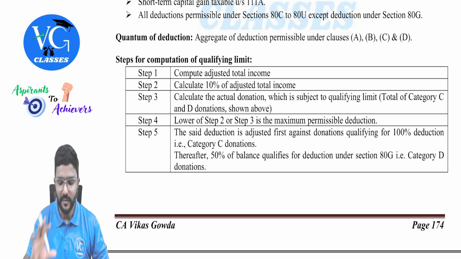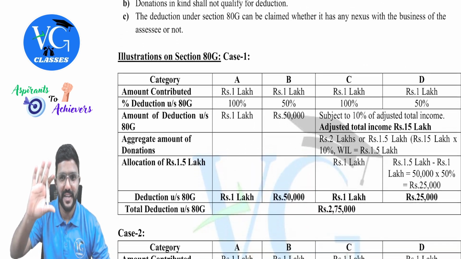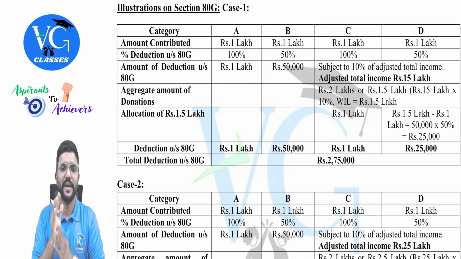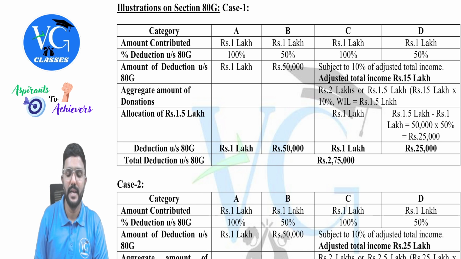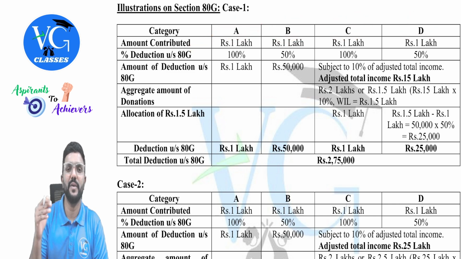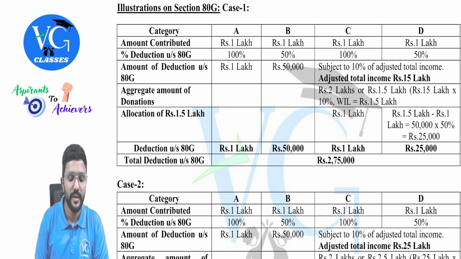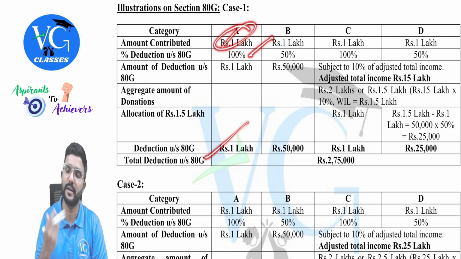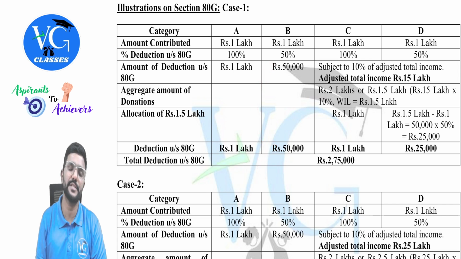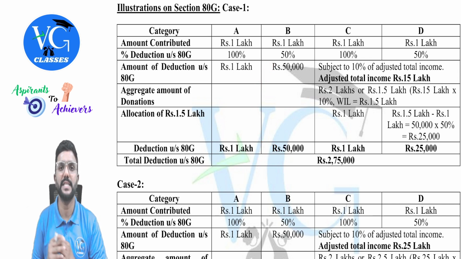I know, you guys are a little bit confused. So that is why I will explain with some illustrations, guys. Number of cases I have taken. Assume, guys, assessee has contributed 1 lakh for each category, totally 4 lakh. So what is the percentage of deduction under section 80G for A category? 100% of 1 lakh, which comes to 1 lakh. Claim it fully. No problem, no comparison with adjusted total income. Then for B category, 50% of actual amount contributed, so that means 50,000, claim it. No comparison with adjusted total income.